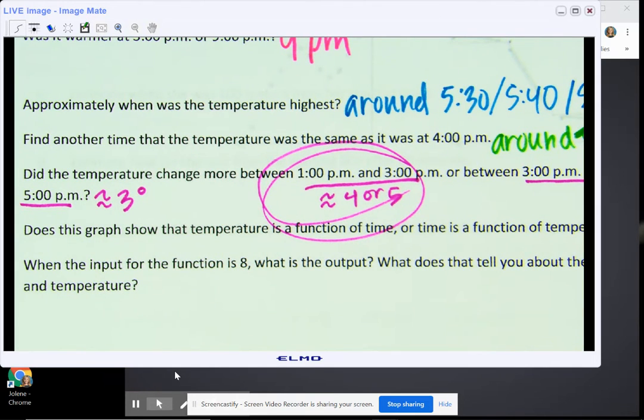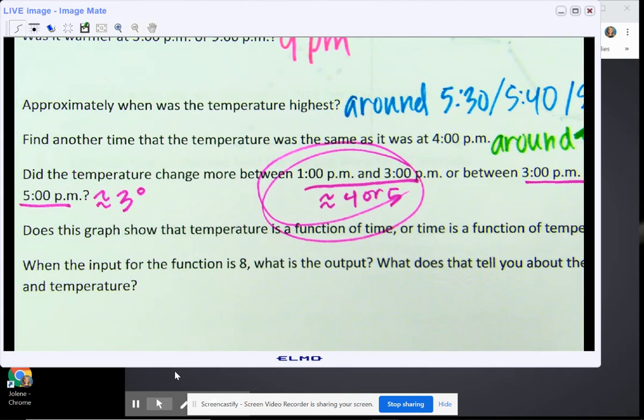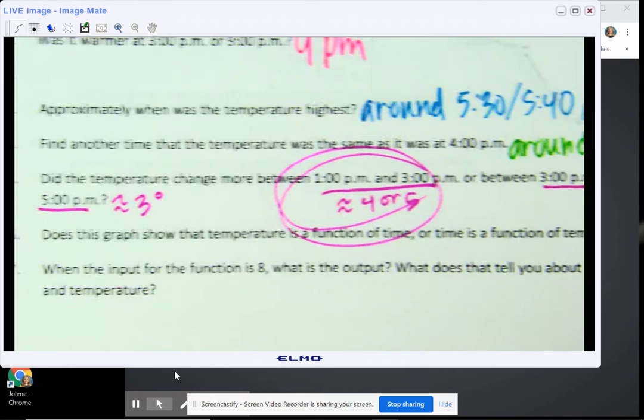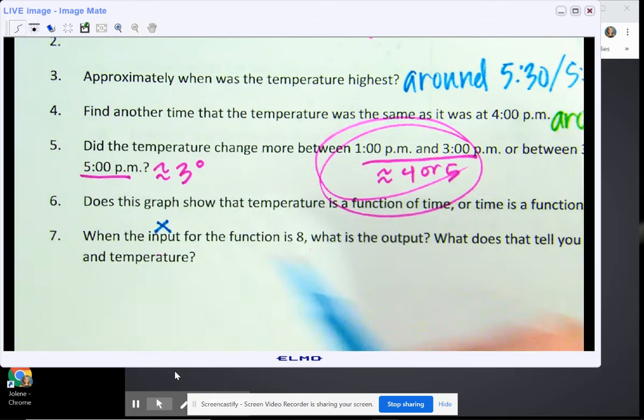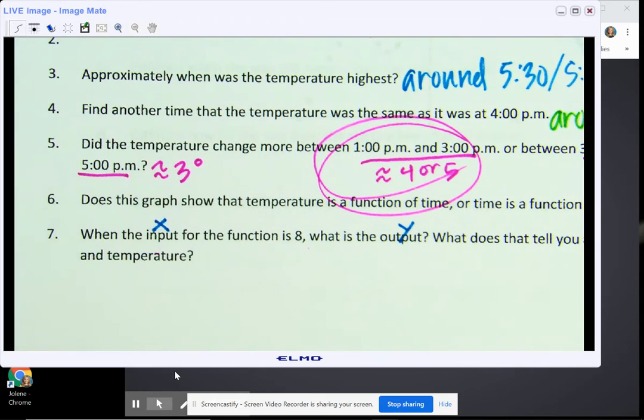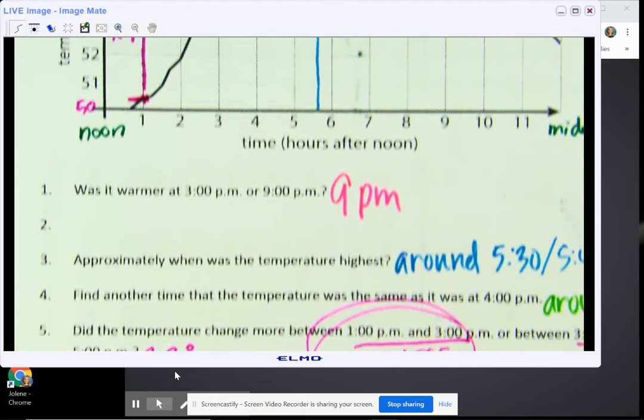Now we're going to come back to 6 in a second. We're going to jump to number 7, and then we'll come back to 6. When the input for the function is 8, what is the output? Okay, now if we remember from the review of lesson 4, we talked about x and y coordinates and inputs and outputs. The input is our x coordinate, the output is our y. So make a little note that the x is the input and the y is the output. So if the input is 8, what's the output? Now remember, our input is the x. So go on your x axis and find 8.